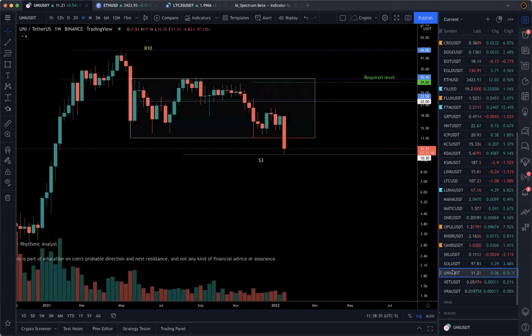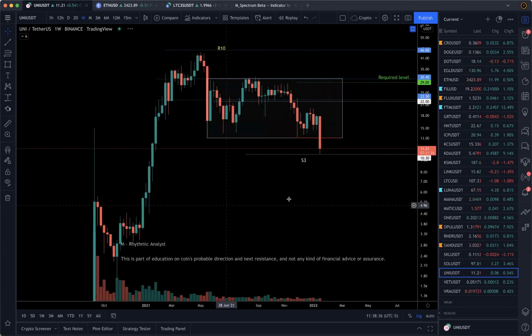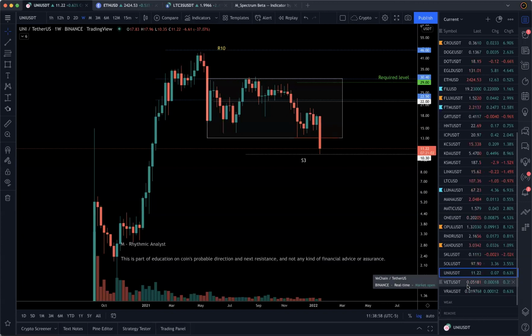Uni broke this, hit S3. Perfect landing. Perfect landing. What next? I'm not giving S4 approximately, I'm giving this level, because as I said, if this structure is broken, it doesn't make sense to give any level. We'll see when it bounces. Let it settle wherever it wants to settle. Nothing to bother about in terms of calculating support. It's a waste of time.